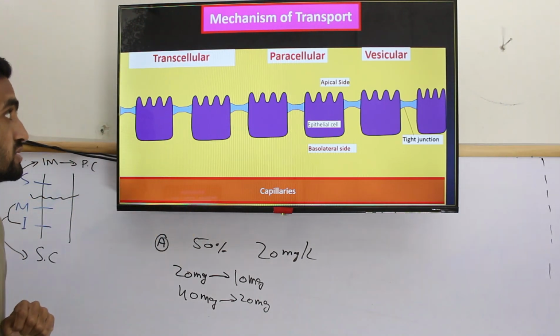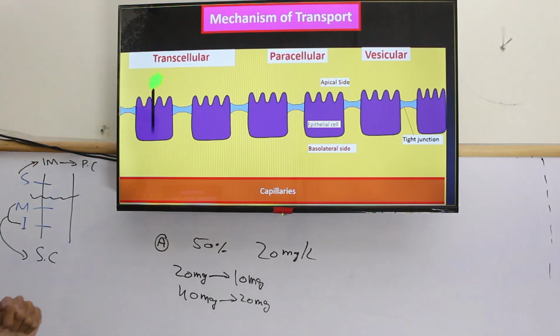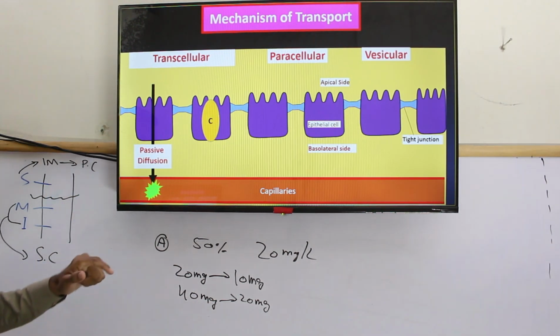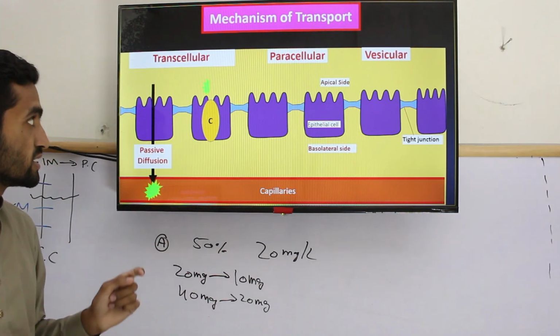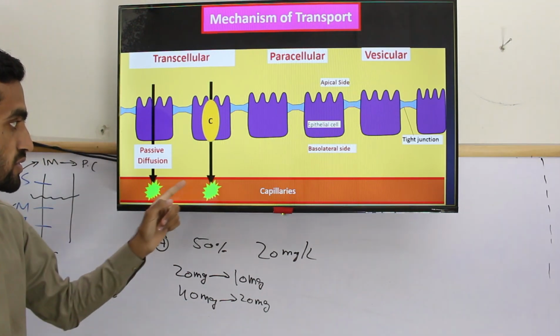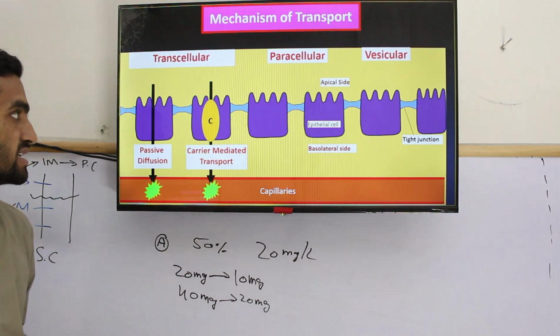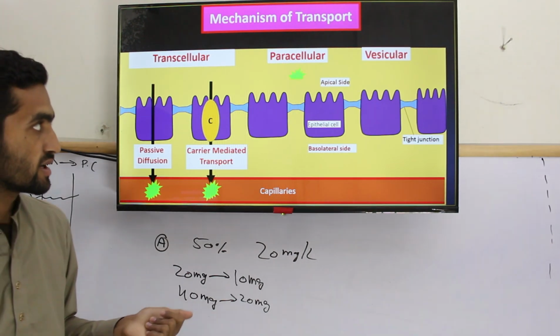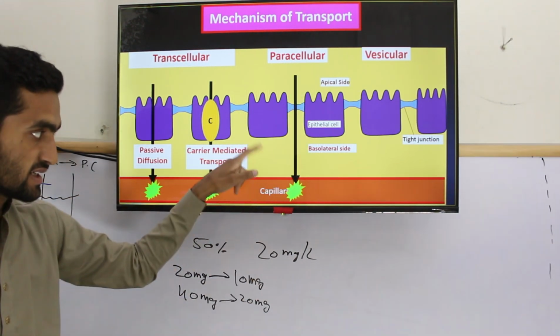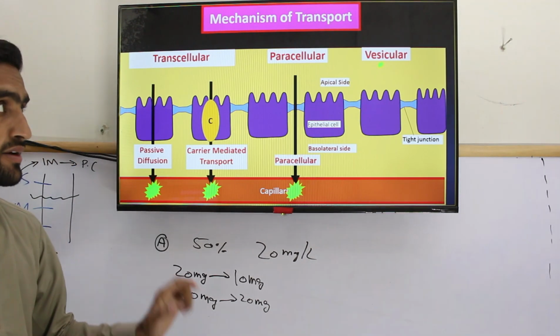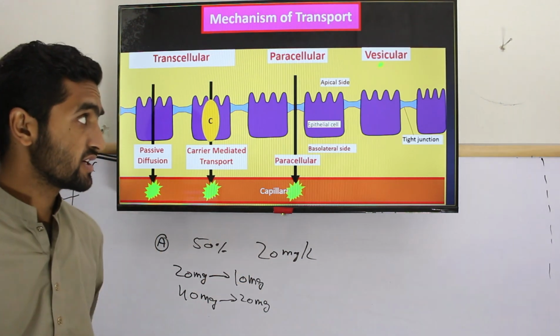We use three routes of transport. Transcellular crosses the epithelial cell and reaches the capillary; this is passive diffusion. The other uses a carrier, which is also part of transcellular transport. Carrier mediated transport we consider facilitated transport. Paracellular transport is in between the epithelial cells. Vesicular transport uses endocytosis or exocytosis.